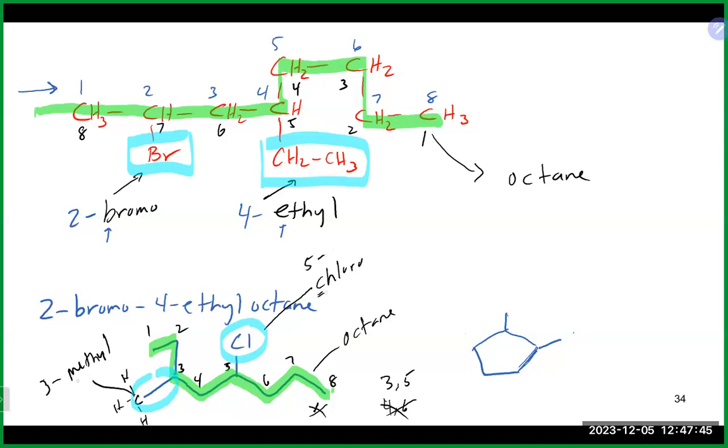Alphabetically, we're going C before M, even though the number is smaller and bigger. So that's going to give us a little 5-chloro, not 2, I was looking at the wrong number, 3-methyl, and then octane at the end of it. Yeah. Any questions on that one there?